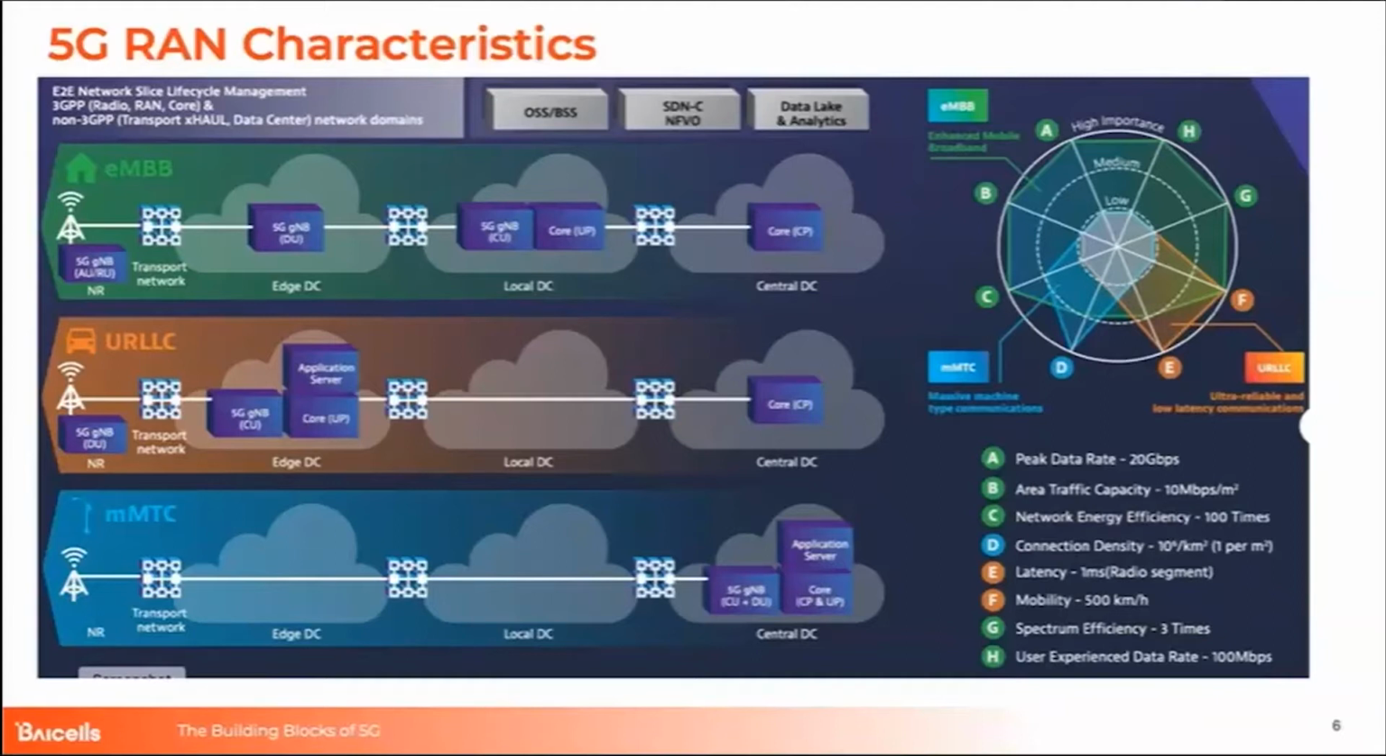Then the last slice is for the mass connectivity and mass communication here, and it's all about density. You get 10 million connections per square kilometer, which is like 1 connection per square meter. And you can see you only have the radio part at the site, and then everything else will be at the central data center.